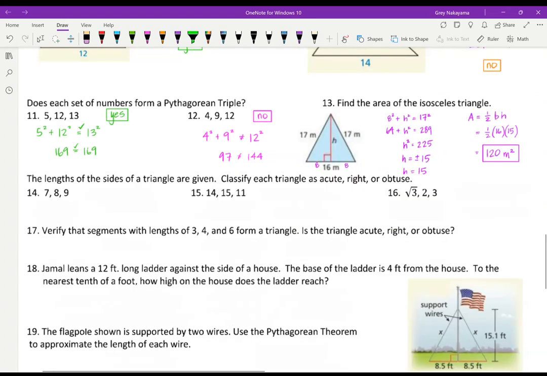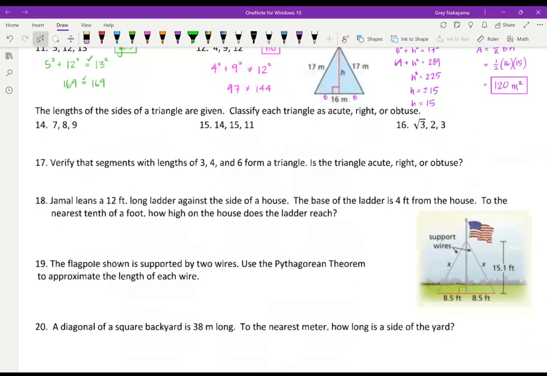All right, a few word problems and then we're done. The lengths of the sides of a triangle are given. Classify each triangle as acute, right, or obtuse. Not exactly a word problem, but we'll take it.